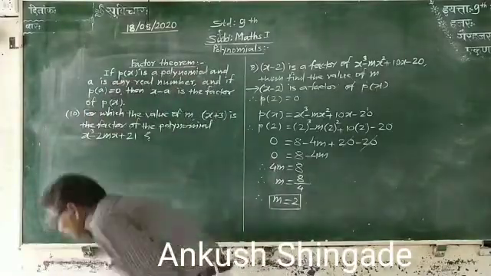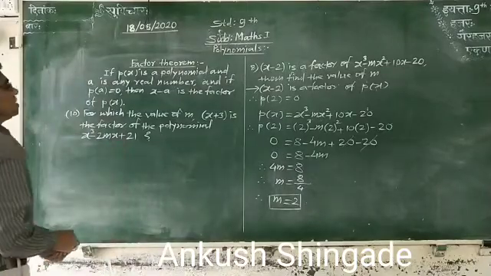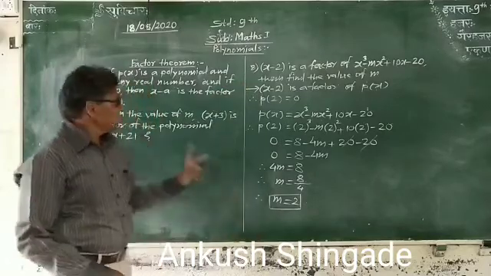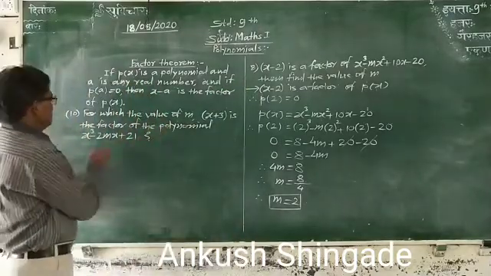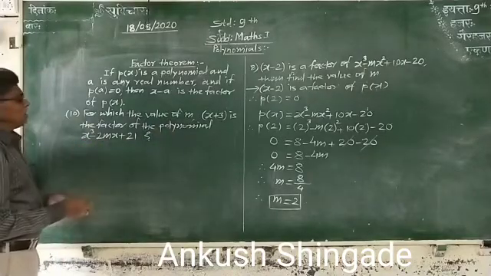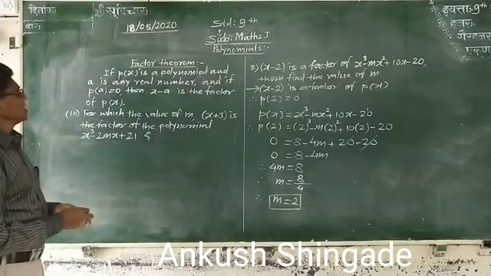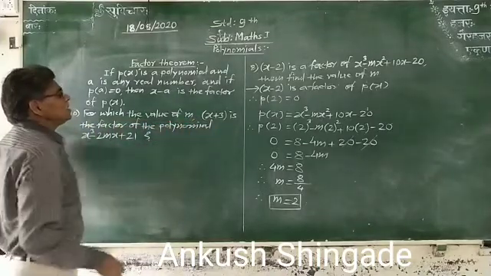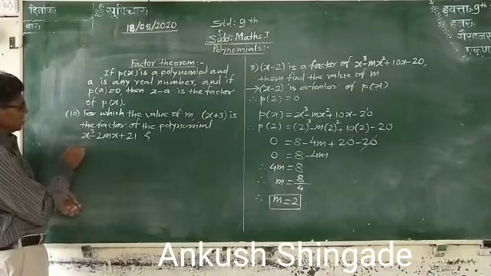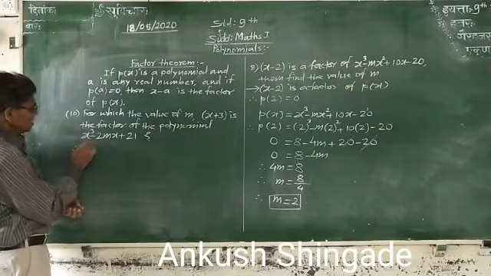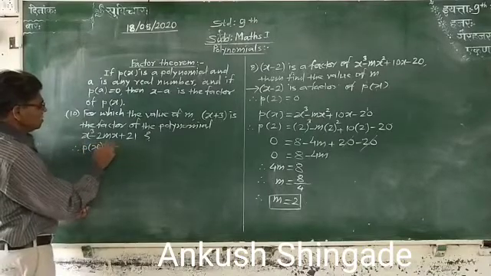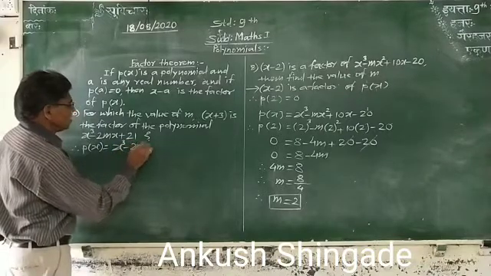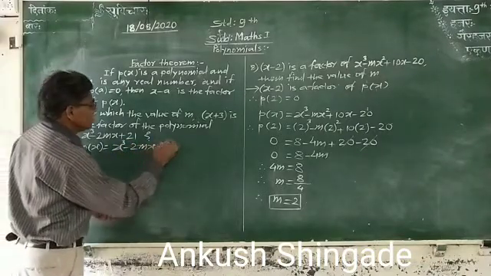So we have to find the value of m as in this question. Here px is given, x cube minus 2mx plus 21, and the divisor polynomial is x plus 3. So write px equal to x cube minus 2mx plus 21.